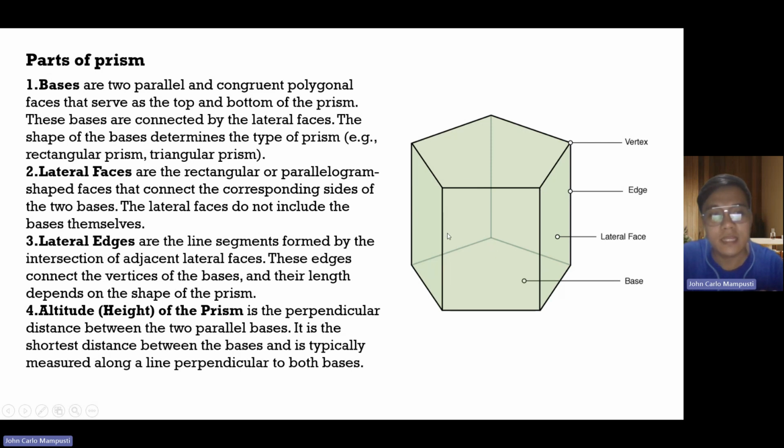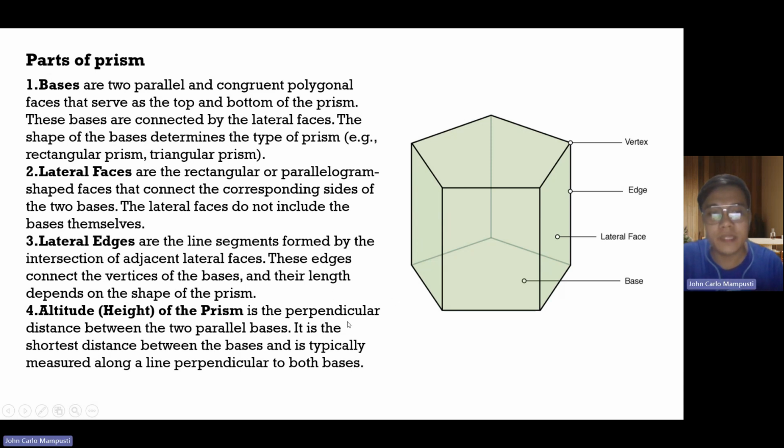Number three, we have the lateral edges. When we say lateral edges, these are line segments formed by the intersection of adjacent lateral faces. So these edges connect the vertices of the bases. For example, as you can see, we have a vertex over here and also a vertex yung nasa base sa baba. So this is called your lateral edge.